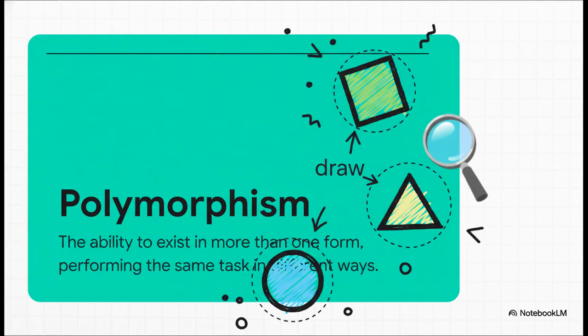And finally, we have polymorphism. Now that's a fancy word that just means many forms. And the idea is really simple. A single action or command can behave differently depending on the object it's being used on. For example, you could have one draw command. If you tell a circle object to draw, it draws a circle. If you tell a square object to draw, it draws a square. Same command, different results. It's what makes the code super flexible.